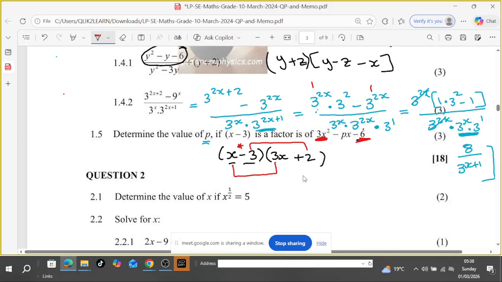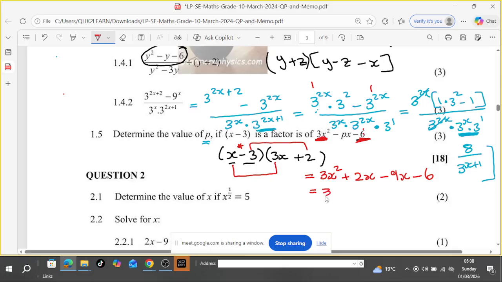Okay, now let us multiply out the bracket. Let's see what we get. We're going to have x times 3x, which is 3x squared. Then we have x times 2, which is positive 2x. Therefore, minus 3 times 3x will give us negative 9, so this will be minus 9x. Then this one will give us minus 6. So what I did, I just used inspection, the FOIL method, to factor out the bracket.